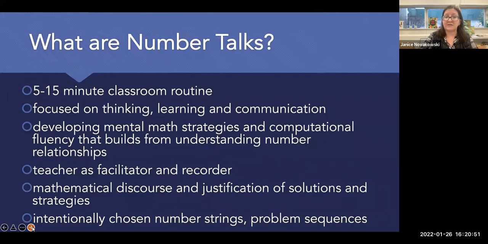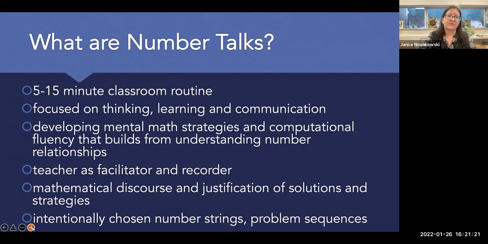Number talks are 5 to 15 minutes. They may happen at the beginning of a math lesson or at other times of the day. The most critical instructional routine in terms of developing computational fluency, and the need for them to be done all year long. Students need ongoing practice with their mental math strategies, as well as communicating their learning and their thinking about operations: addition, multiplication, subtraction, and division.